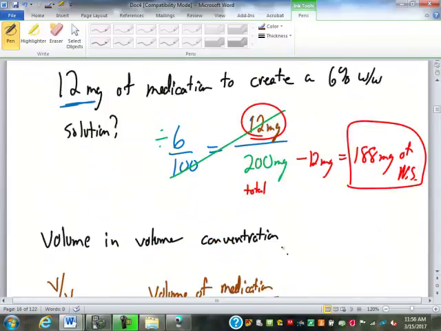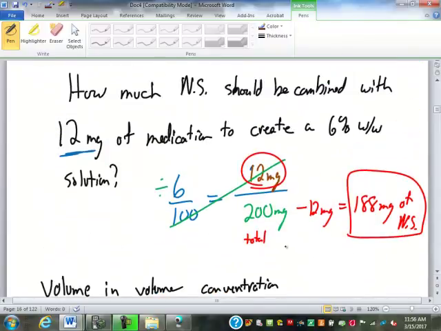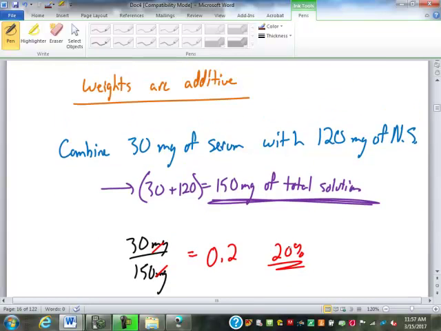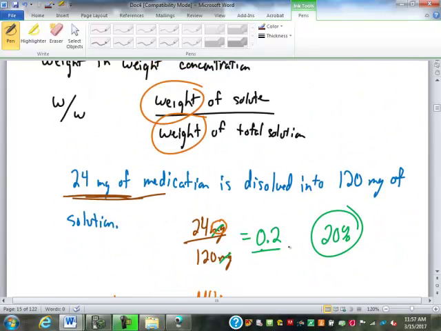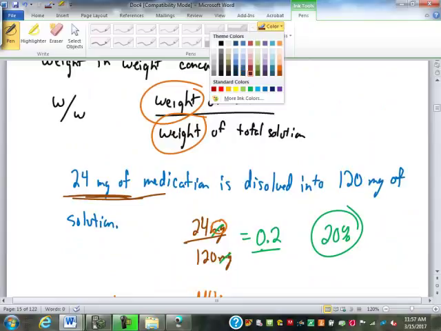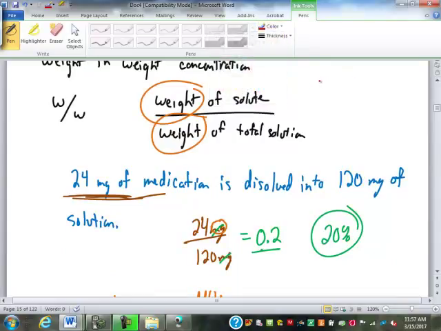The weight and weight up here, that is typically used, get back up to it. Weight and weight is typically used for a powder or a solid into a liquid. So it's the weight of the powder or the solid substance, then the weight of the fluid that's being dissolved into.